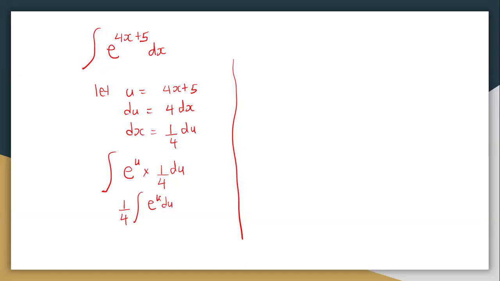So your task always is to ensure that what you have within your integral sign is e power something with respect to that variable. So here I'll get a quarter e^u plus a constant, but I know my u is the same as 4x plus 5. So I'll end up with 1/4 e^(4x plus 5), then plus a constant. So that is your answer to the integral.